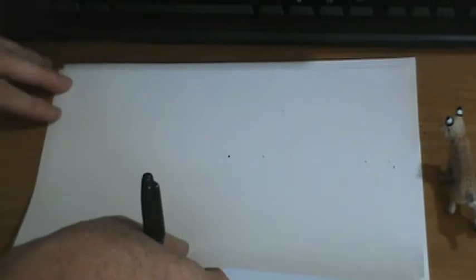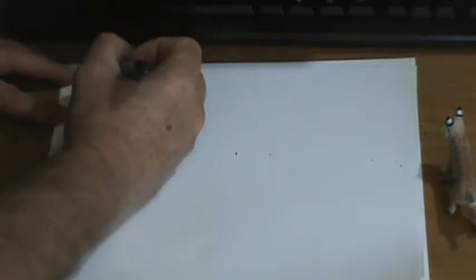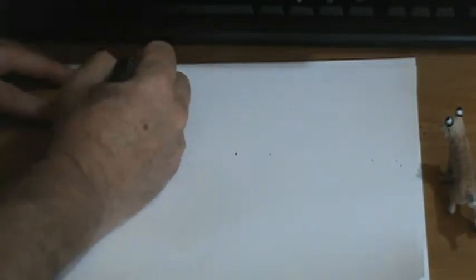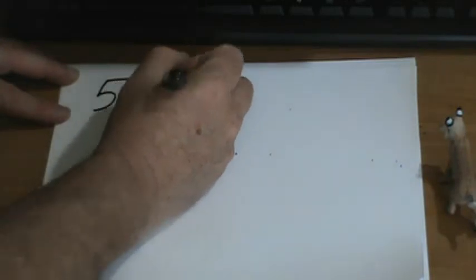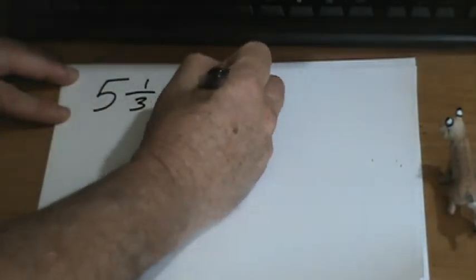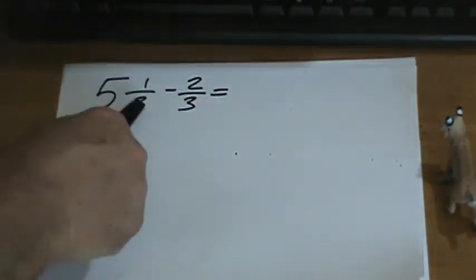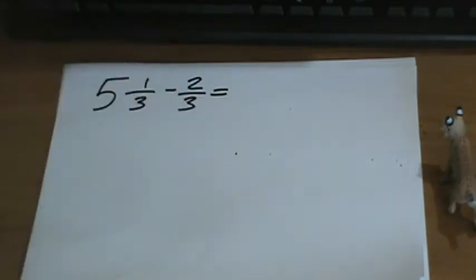Let's go to our next problem. And this one's going to present some issues, not as straightforward as the others. It's 5 1/3 minus 2/3. Now think about subtraction. I can't just subtract those. 2/3 is larger than 1/3. So we're going to make a number line to show what this will equal.